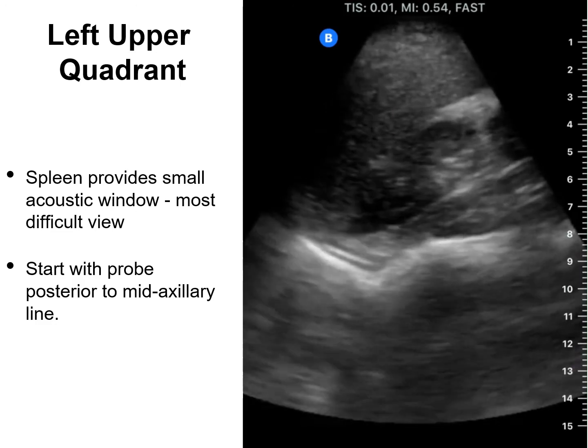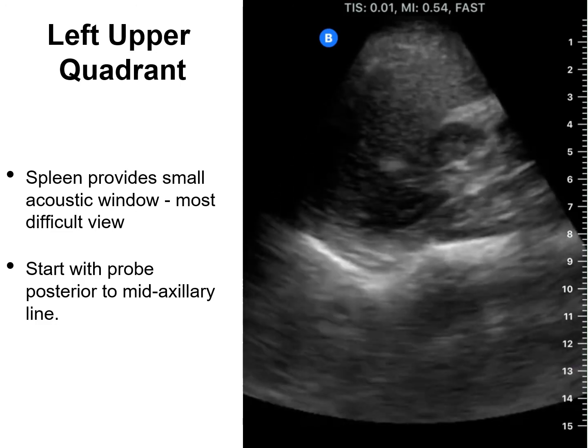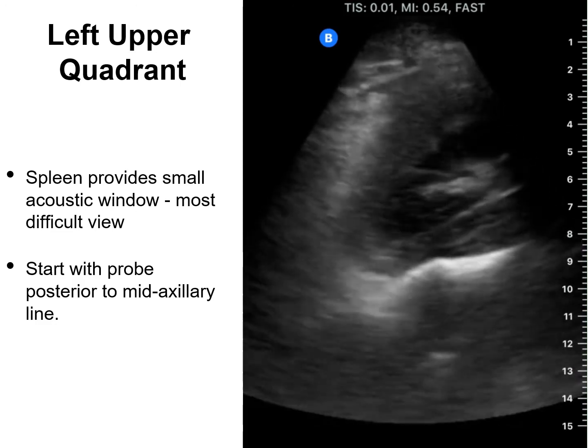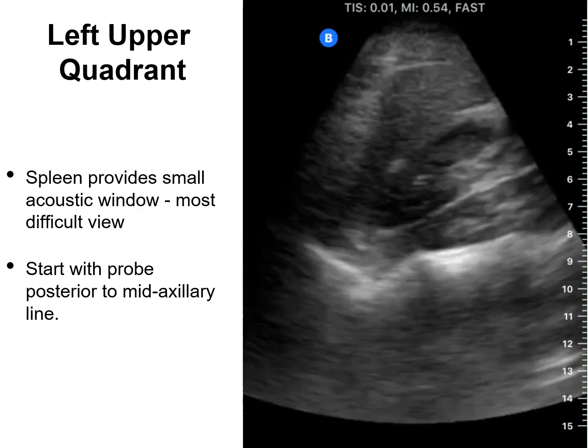Now we move on to the left upper quadrant view. Much harder than the right upper quadrant. The spleen is smaller than the liver, so you start off with less of a good acoustic window. The left kidney and the spleen are also more posterior and more superior, which means there's more likely to be ribs in the way. You're going to go in that same sort of imaginary line from the subxiphoid process, but now to more posterior axillary line. You may need to have the patient take a deep breath to bring the diaphragm down and bring everything below the ribs and into view.